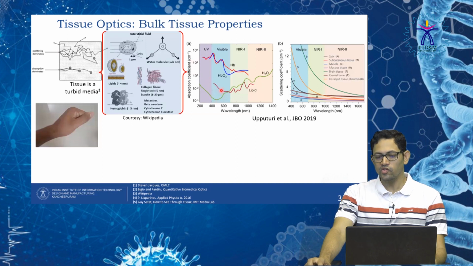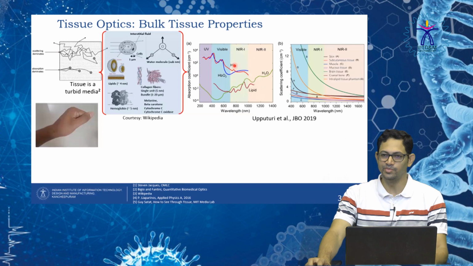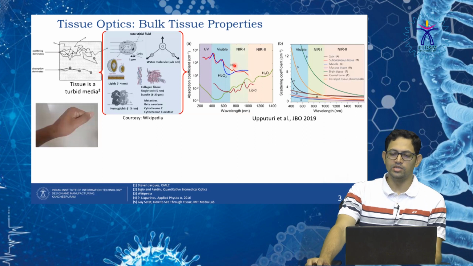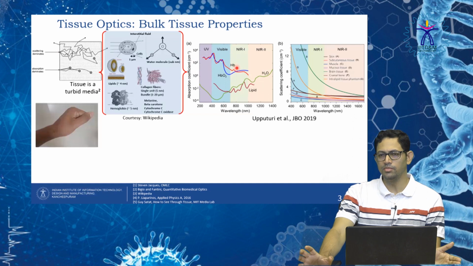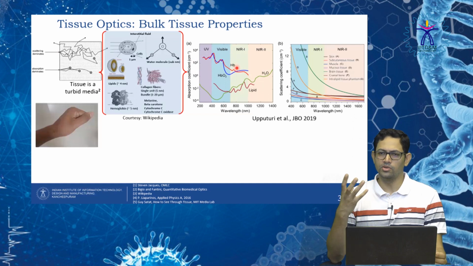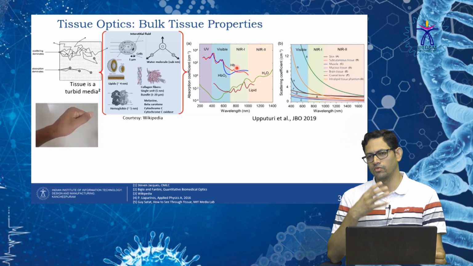Now for various tissue constituents, for example, lipid, oxygenated hemoglobin, and deoxygenated hemoglobin. If you just see HB, it means it is deoxygenated hemoglobin. What does deoxygenated mean? The main purpose of hemoglobin is to carry oxygen from one place to another.